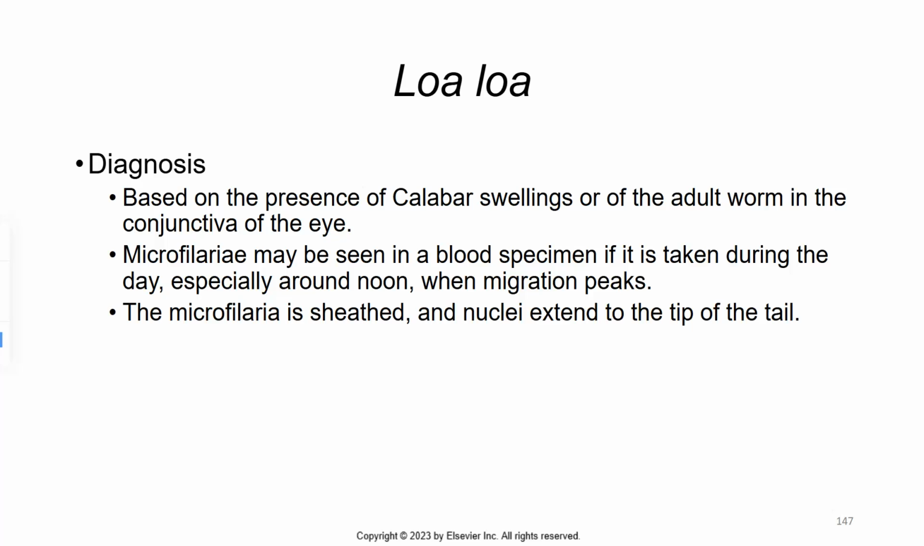Diagnosis is based on the presence of Calabar swellings or the adult worm in the conjunctiva of the eye. Microfilariae may be in a blood specimen if it's taken during the day, especially around noon when migration peaks. The microfilaria is sheathed and nuclei extend to the tip of the tail.